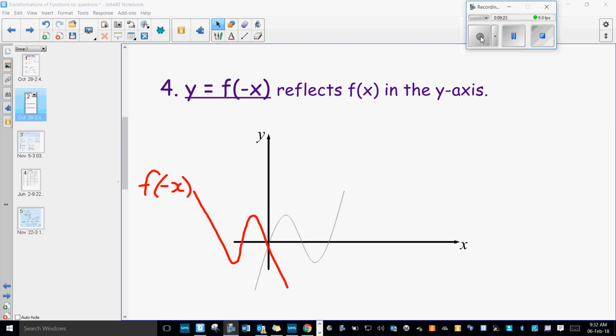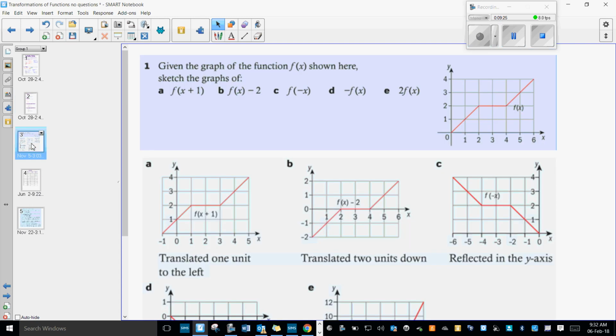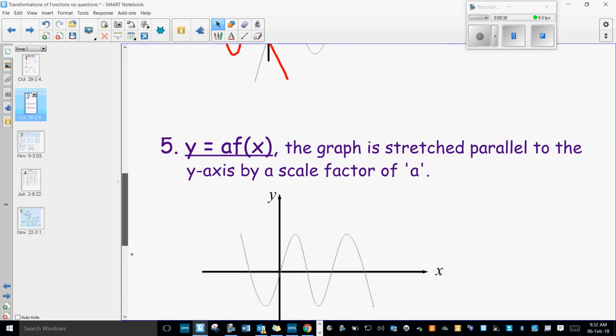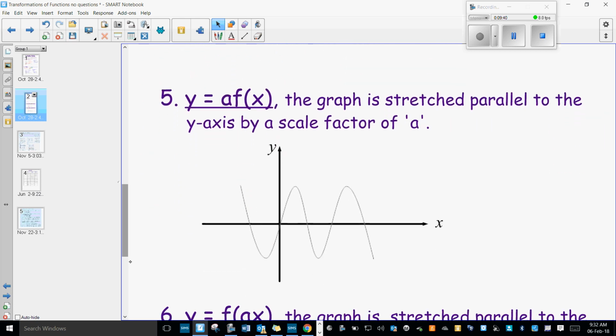All right, so here we've got some examples. Okay, so given the graph of the function f(x) shown here. Apologies. So number 5. So this is where there's a number in front of the function.